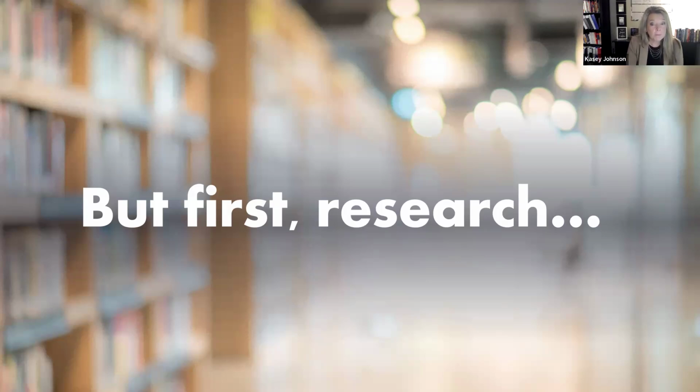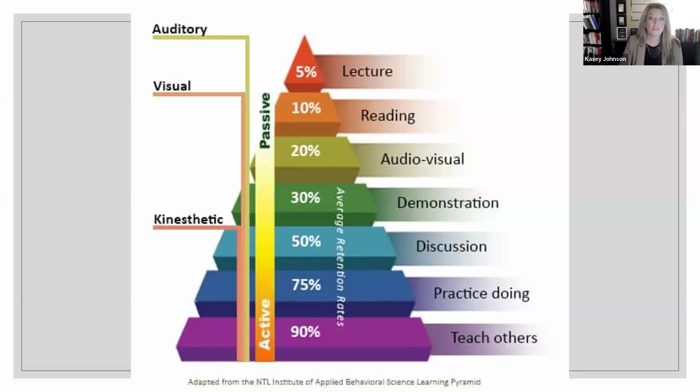But if we remember how students learn and how learning occurs, maybe we can gain a better lens by which to evaluate and utilize technology. So there's a group called National Training Laboratory. I love them. They do great work. They have lots of research if you ever want to get into it. They have an Institute of Applied Behavioral Science, and this is their learning pyramid, kind of.